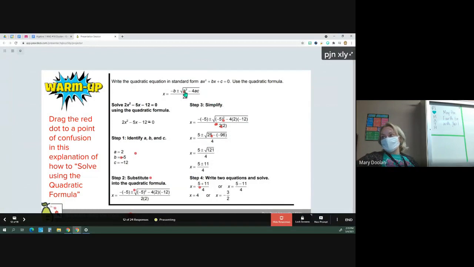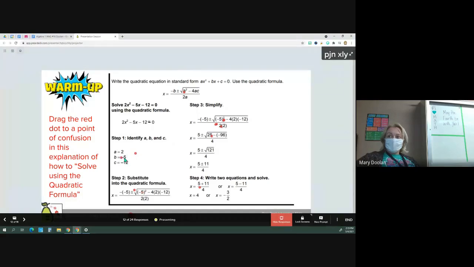And so there's a little bit of confusion right here where we have b squared, which means whatever the value of b is, just a number. We're going to square that number when we plug it in right here. And so starting with the given quadratic equation of 2x squared minus 5x minus 12 equals 0. Here it is again. The first step is to identify a, b, and c.